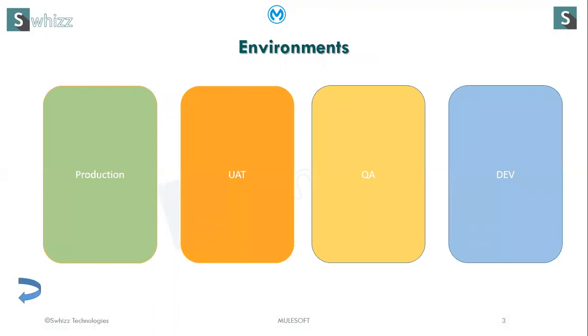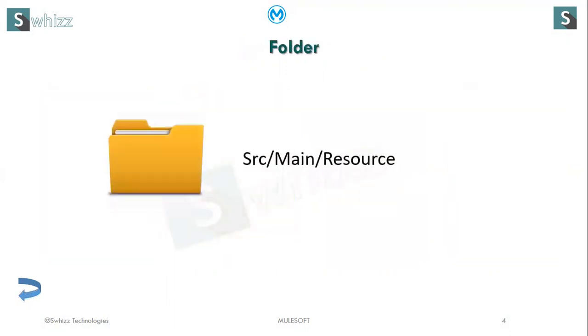Instead of going to each and every value, we are going to define the property files. In order to define these property files, we are using a folder called the src/main/resources folder. Whatever property files there are, we are going to represent those property files inside the src/main/resources folder.